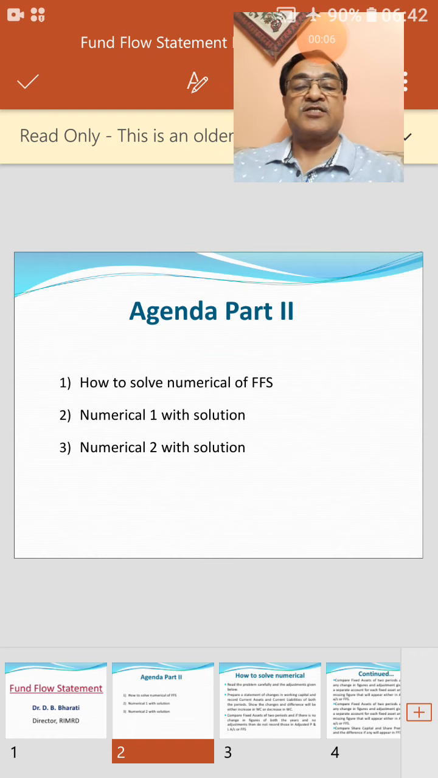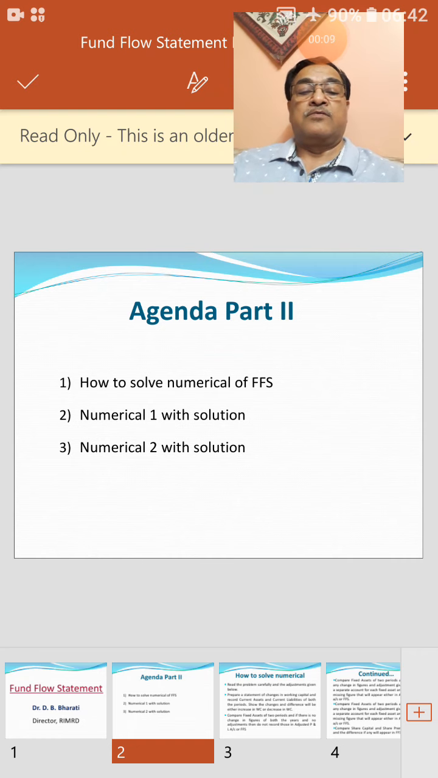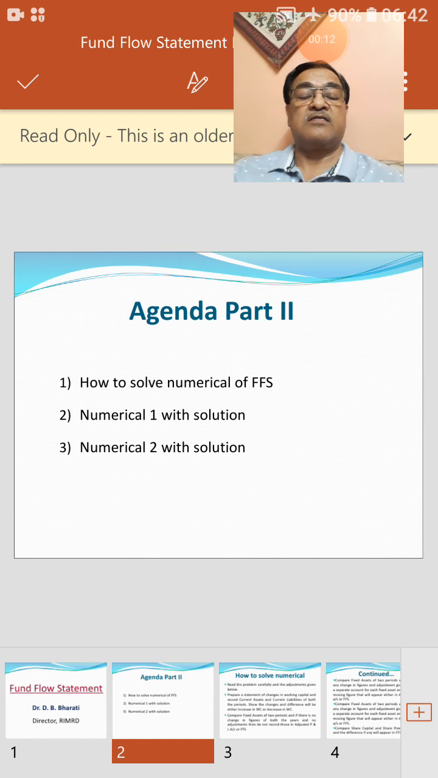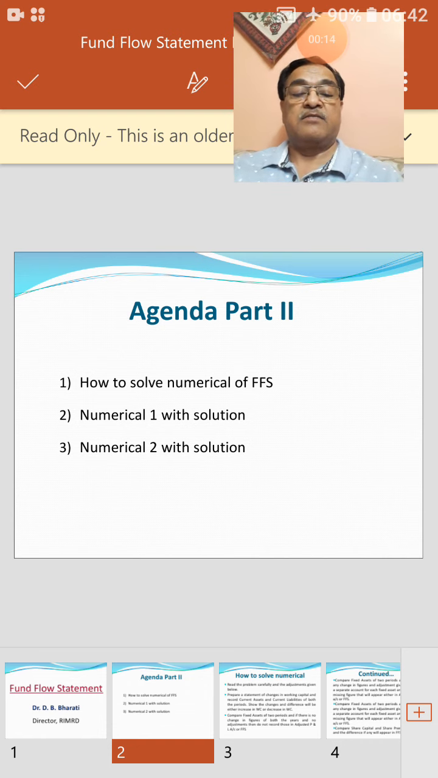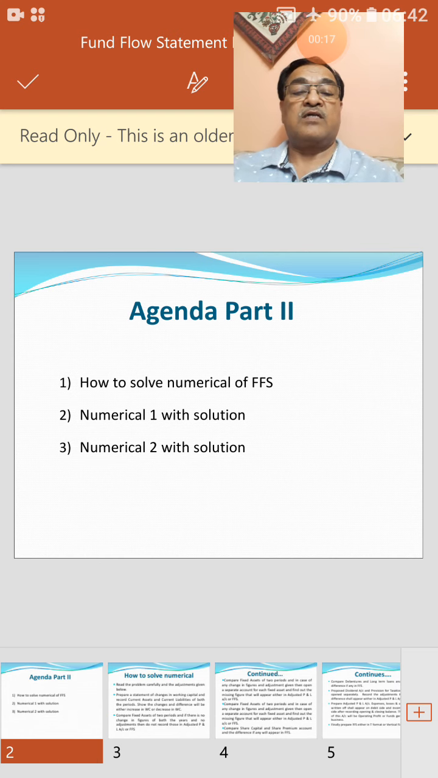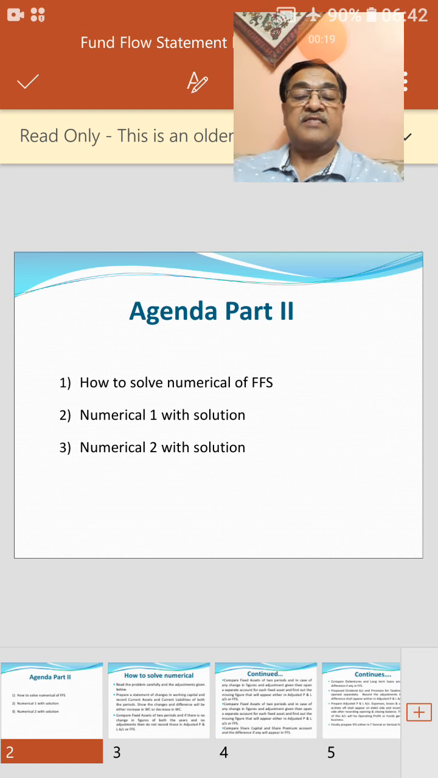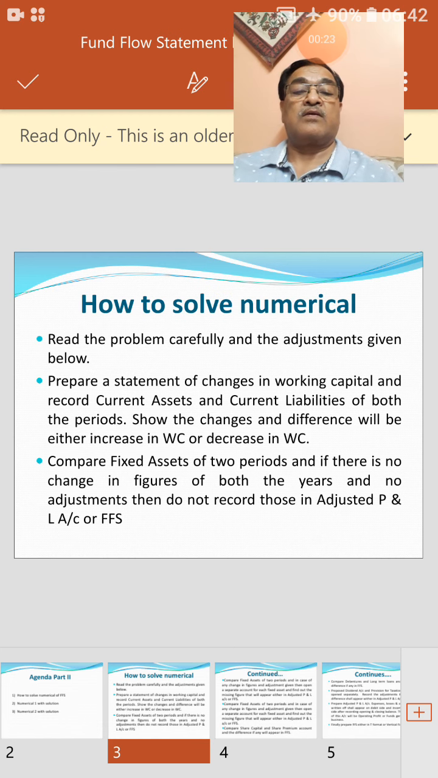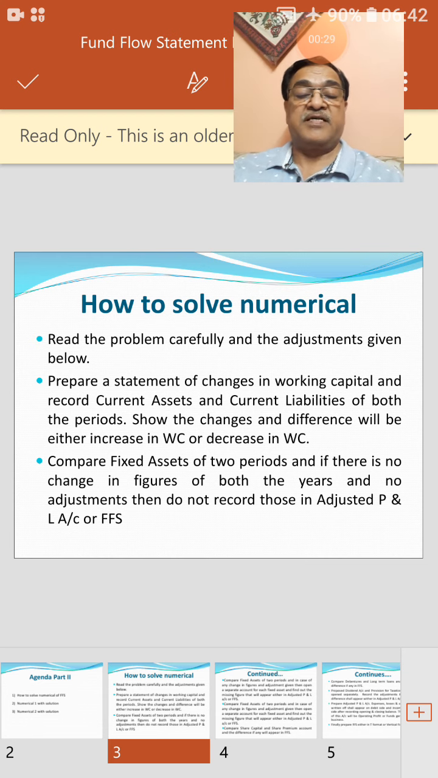In this presentation, 3 points will be covered. Number 1, how to solve numericals on fund flow statement. Number 2, numerical number 1 with its solution, and finally second numerical with its solution. Now the problem that will arise in your mind, how to solve numericals on fund flow statement.